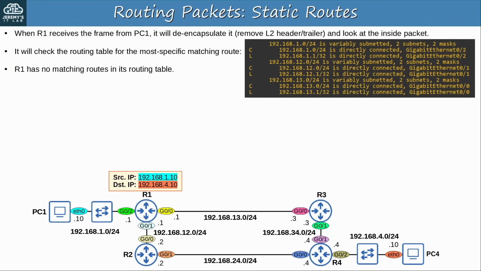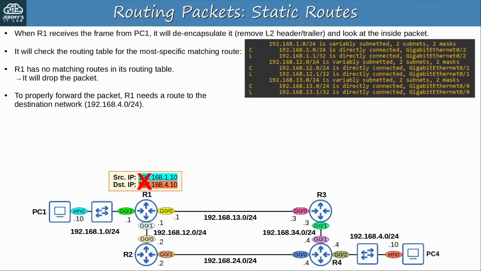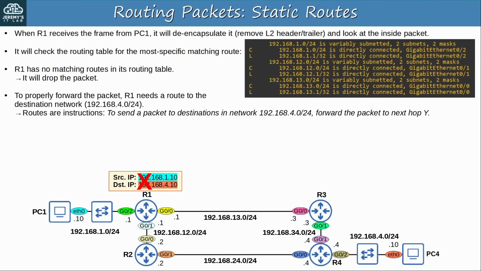So what will it do with the packet? It has no choice but to drop it. In its current state, R1 doesn't know how to properly forward the packet. To forward it, R1 needs a route to the destination network, 192.168.4.0/24. Remember, routes are instructions.